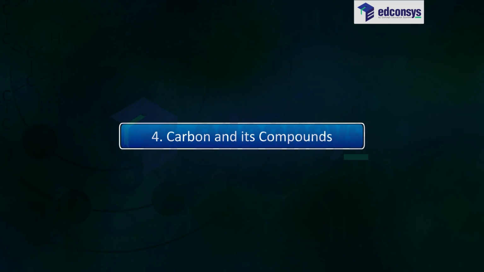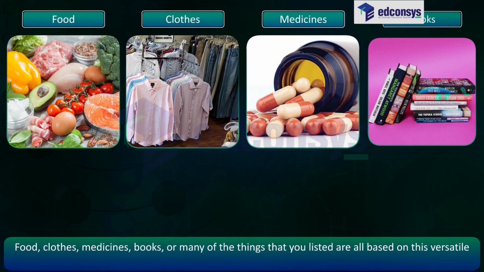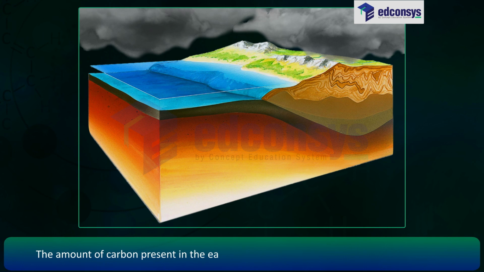Carbon and its compounds. Food, clothes, medicines, books, or many of the things that you listed are all based on this versatile element, carbon. The amount of carbon present in the Earth's crust and in the atmosphere is quite meager.